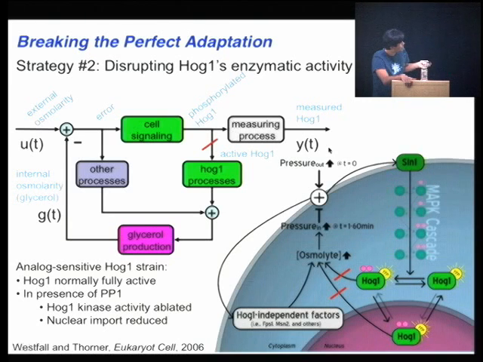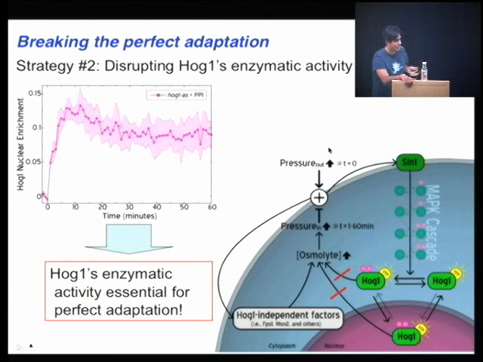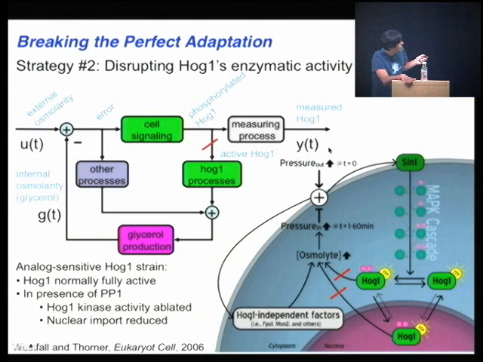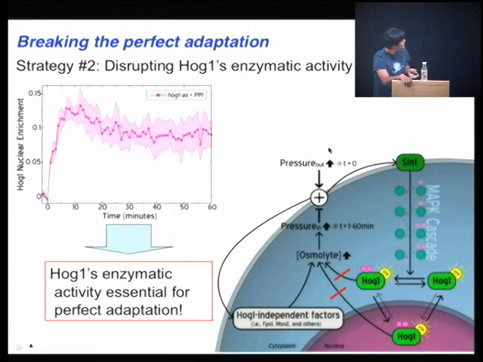And it turns out that when you do that, the system finally doesn't perfectly adapt. That means that by breaking this feedback loop, we were able to bypass the integrator, implying that the remaining feedback loop doesn't include the integrator. By some other analysis, you can also show that the integrator is downstream of HOG1 but upstream of the glycerol production box. So this already limits the set of molecules that biologists need to look at to figure out where the integration operation is coming from.